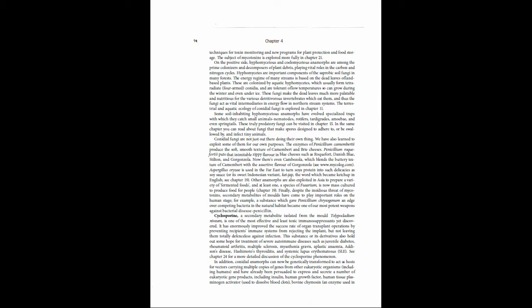We have also learned to exploit some of them for our own purposes. The enzymes of Penicillium camemberti produce the soft, smooth texture of camembert and brie cheeses. Penicillium roqueforti puts that inimitable zippy flavor in blue cheeses such as Roquefort, Danish Blue, Stilton, and Gorgonzola. Now there's even Cambozola, which blends the buttery texture of camembert with the assertive flavor of Gorgonzola.